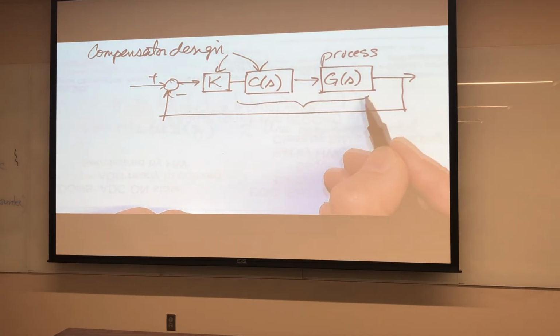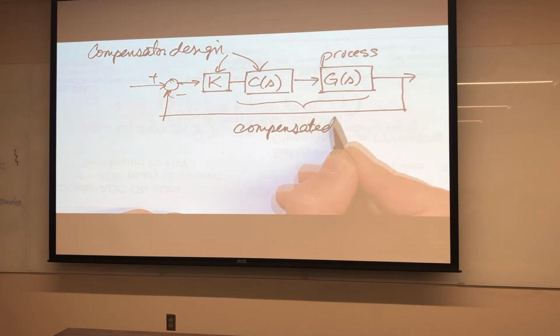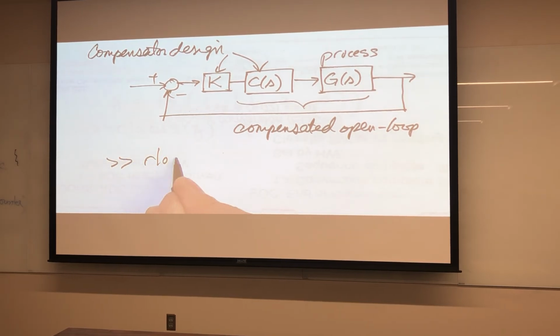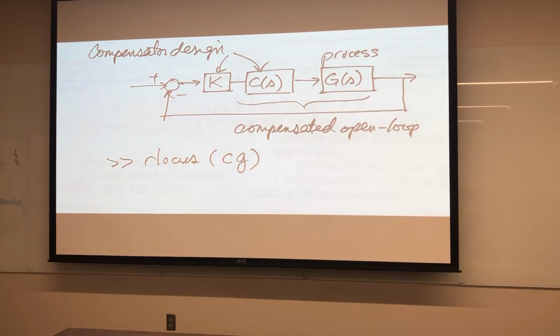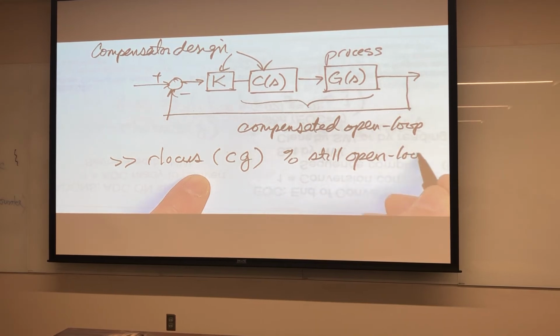this is what we call the compensated open loop. And so what we will do is a root locus of C and G. Whatever C and G is, we need to calculate G, we need to calculate C, we need to figure out what the series combination is. We can do all this in MATLAB. But again, it's still an open loop model.